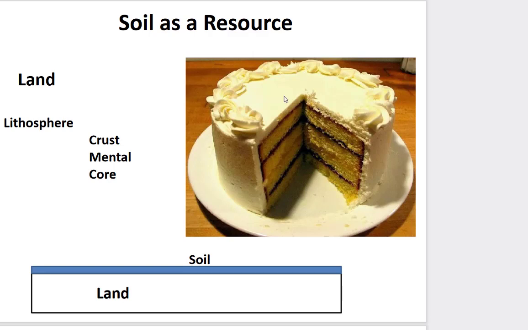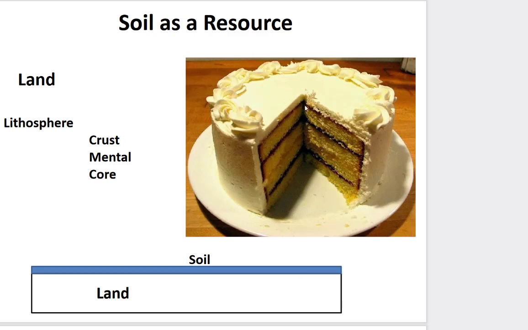In the second picture on this slide, you can see the land is the solid part of the earth, and the topmost layer of this land is known as soil. Soil is a very important component of land. Without soil, the land is known as barren land.